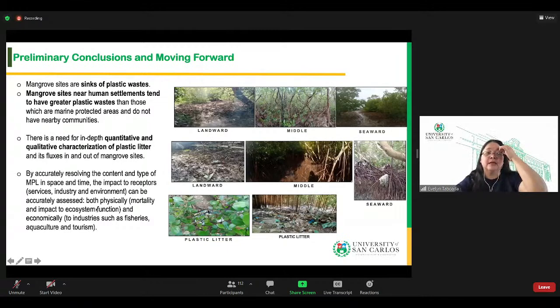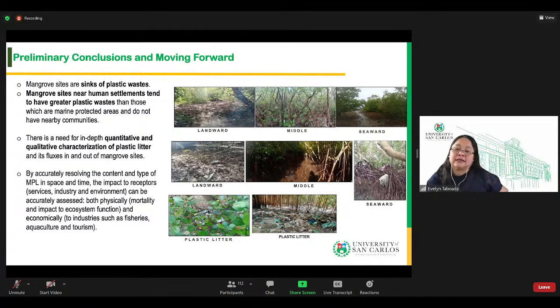So these are some of the pictures that we can see along the study sites in the landward, the middle, and the seaward part. You can see here a very dense plastic litter along the mangrove sites in the seaward part, because now we can see that the mangroves are indeed trapping the plastic litter. So some conclusions and insights that we have found in this study: mangrove sites are sinks of plastic waste, definitely.